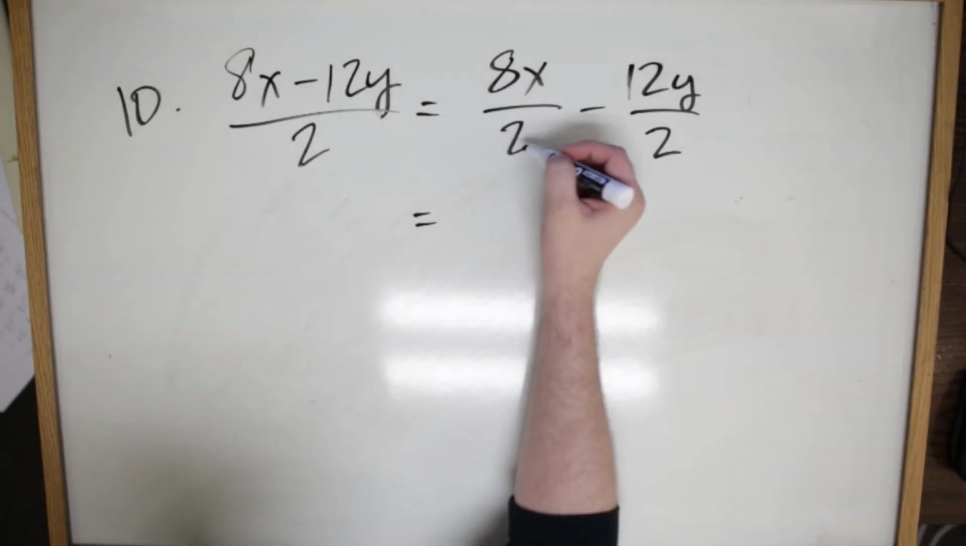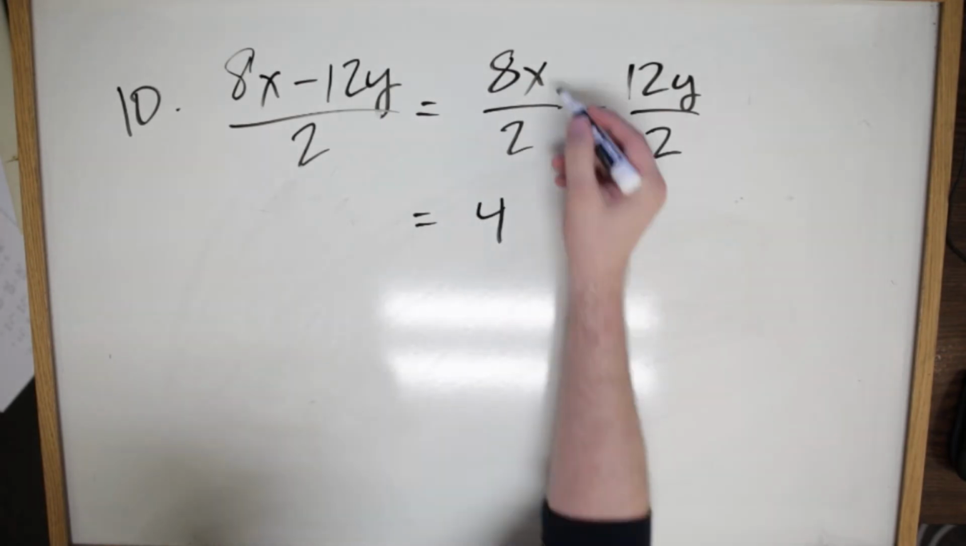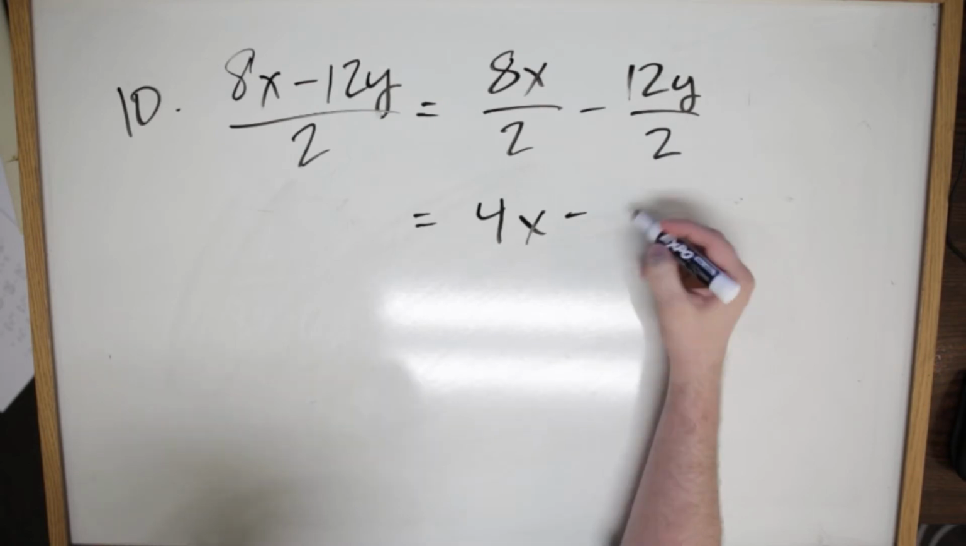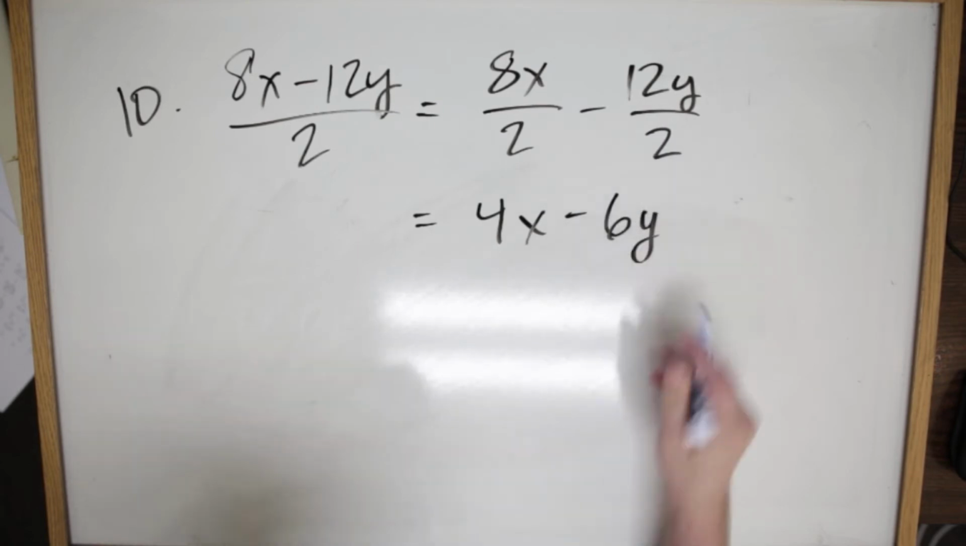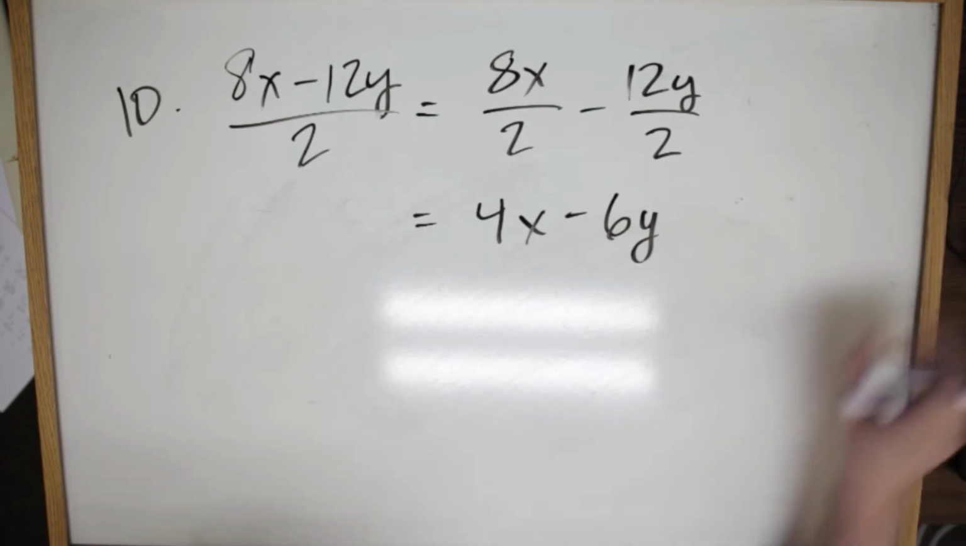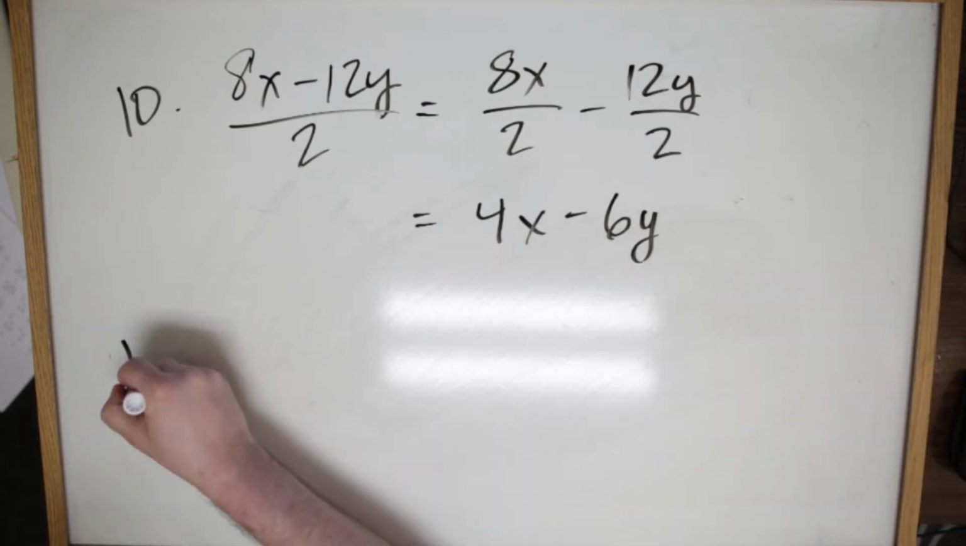So 8 divided by 2 is going to be 4, and we're left with an x. 12 divided by 2 here is going to be 6, and we're left with a y. So that is going to be our solution for number 10. Let's go ahead and do number 14.